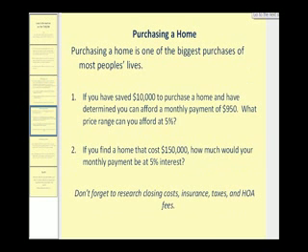Let's take a look at purchasing a home now. Purchasing a home is one of the biggest purchases of most people's lives. If you have saved $10,000 to purchase a home and have determined that you can afford a monthly payment of $950, what price range can you afford at 5% interest?